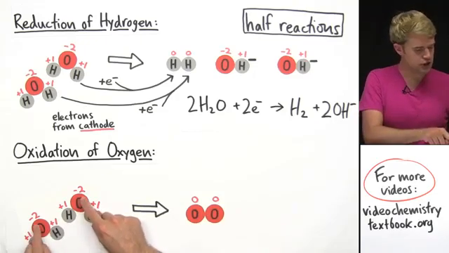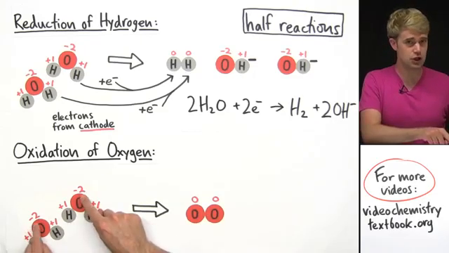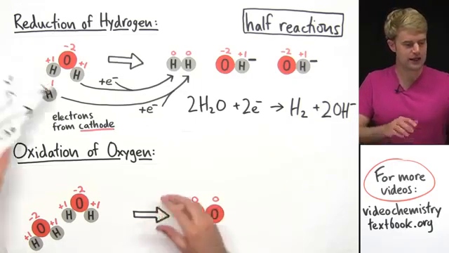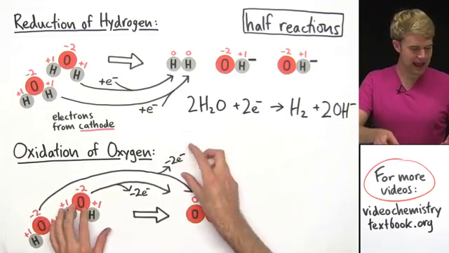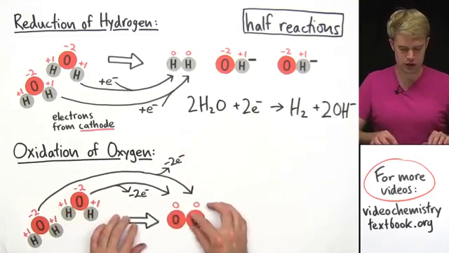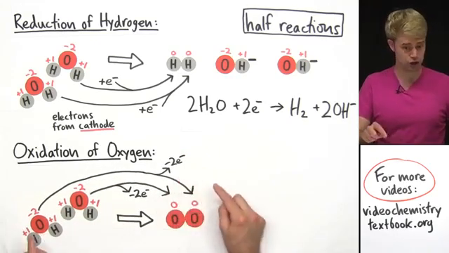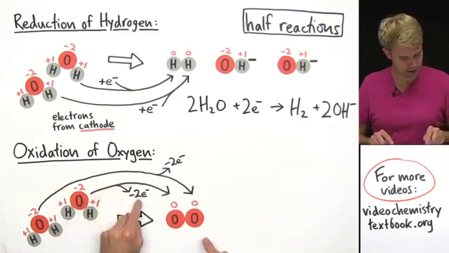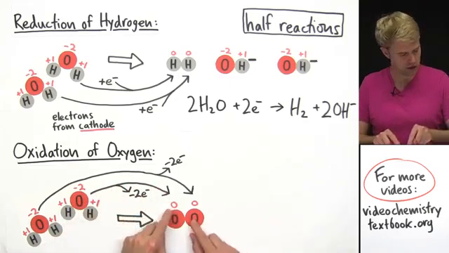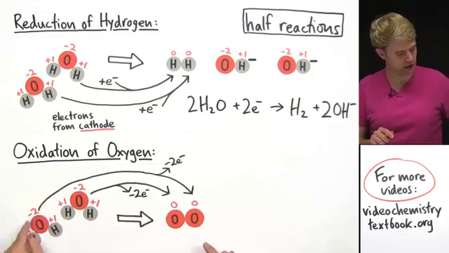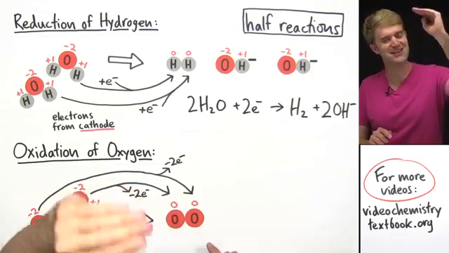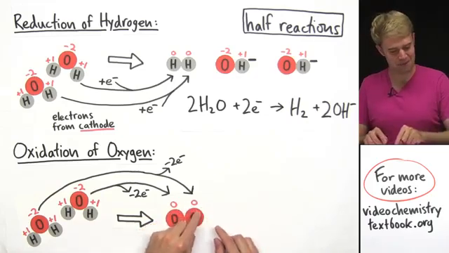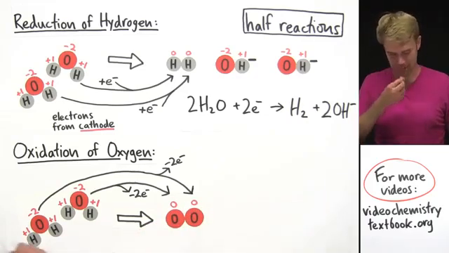Both of these oxygens were -2 for their oxidation number over here, and then they became 0 over here. So each one of them has to lose 2 electrons to become 0. This one was -2, then it loses 2 electrons, becomes 0. This one was -2, it lost 2 electrons to bump its oxidation number up. It's losing electrons to 0. So that's what's going on here.